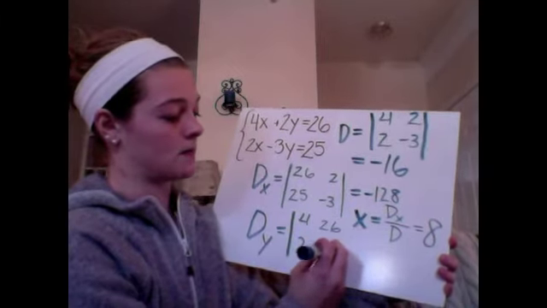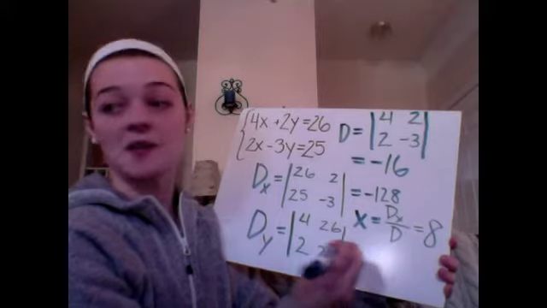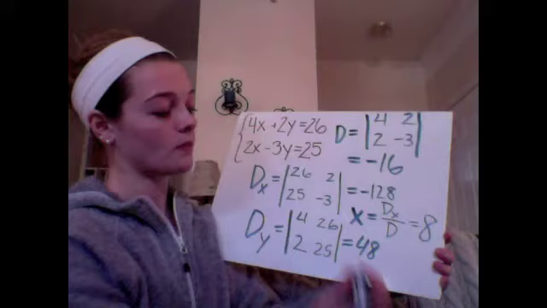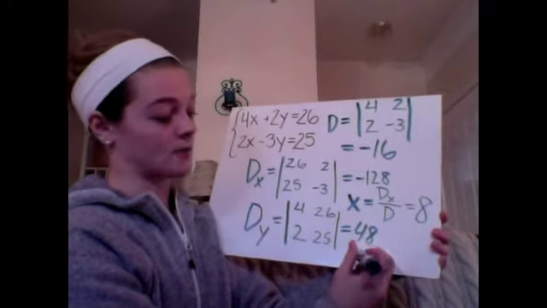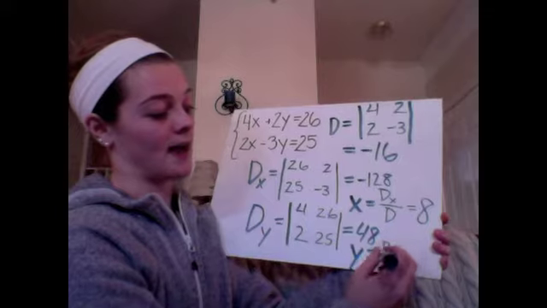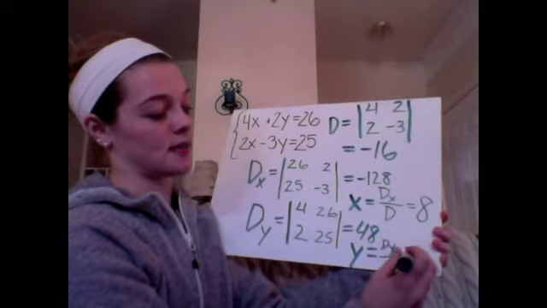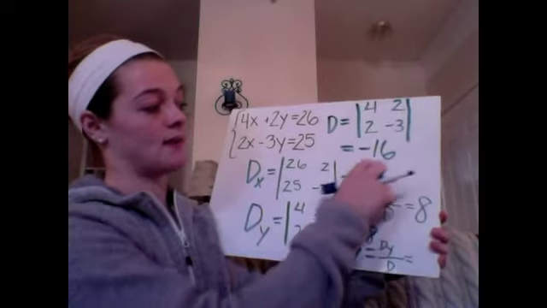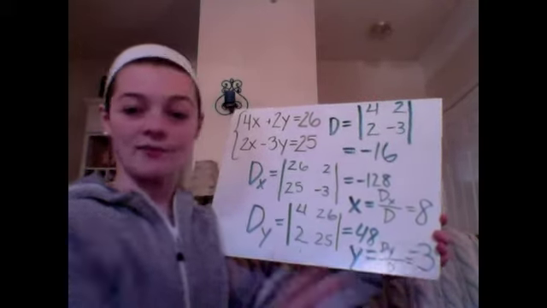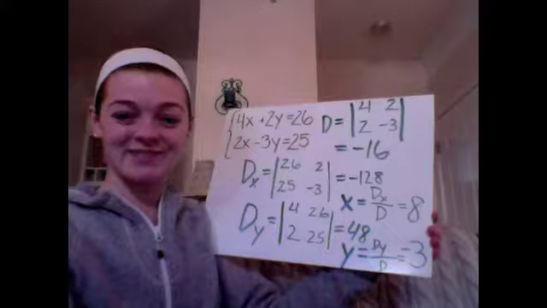Okay. So if you were to calculate that determinant, you would find that that is equal to 48. And just like what we did with x, y is actually equal to the determinant dy divided by the determinant d. So 48 divided by negative 16, and you get that y is equal to negative 3. There are your solutions.